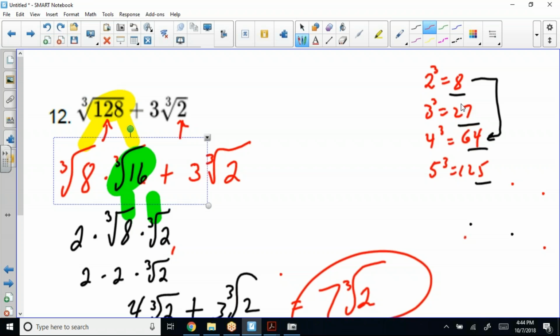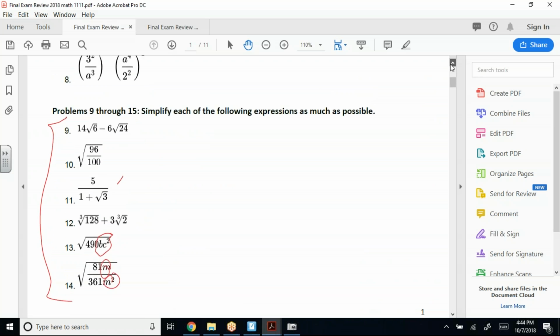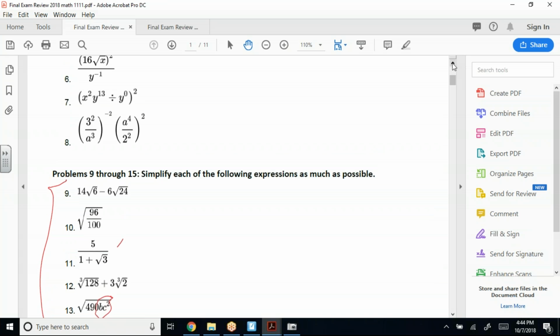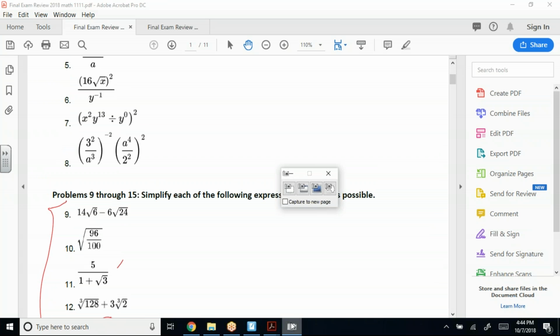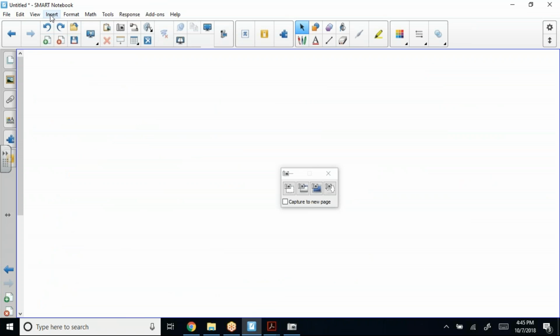Number 8. Okay. Yeah, these you have to know how to do by hand, because it's properties of exponents, one of the ones that we looked at. Yeah, let me cut that and go to a new page.